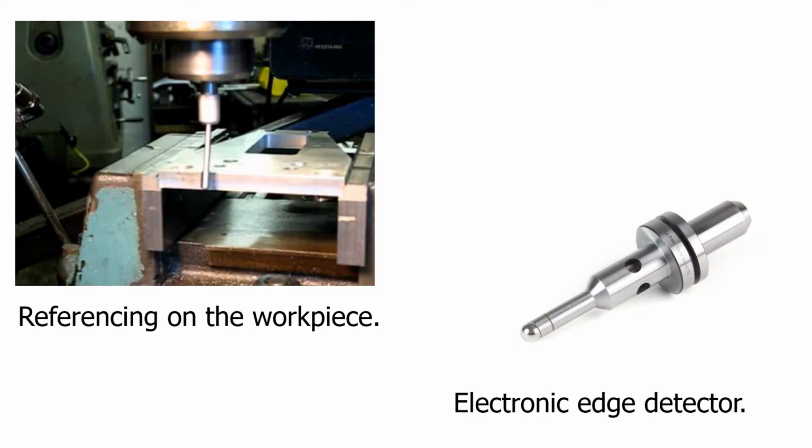Another common tool for alignment or referencing is the electronic edge detector. This closes the electronic circuit and a little light comes on once the ball at the end of the probe touches a bit of metal.